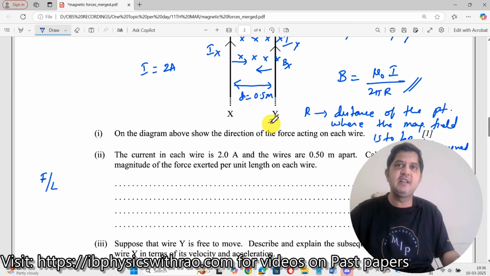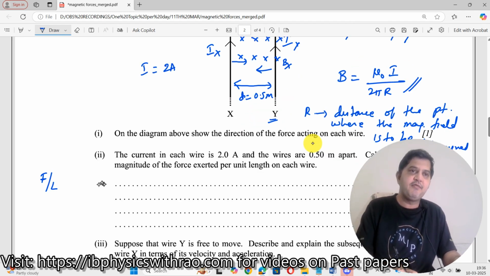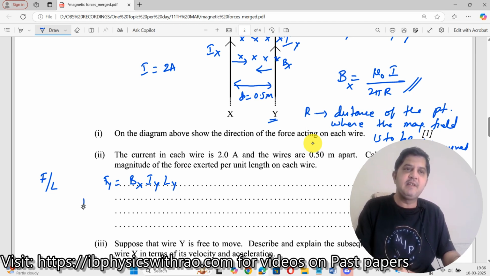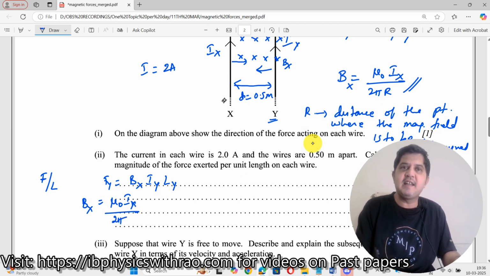Now we have already written this equation, Fy equal to Bx Iy Ly. What is the magnetic field? I want to find out the magnetic field at this point. This Bx, we already know, is given by the formula mu naught Ix divided by 2 pi r, where r is this distance d. I substituted for Bx, and then I will write Iy, and then Ly over here.